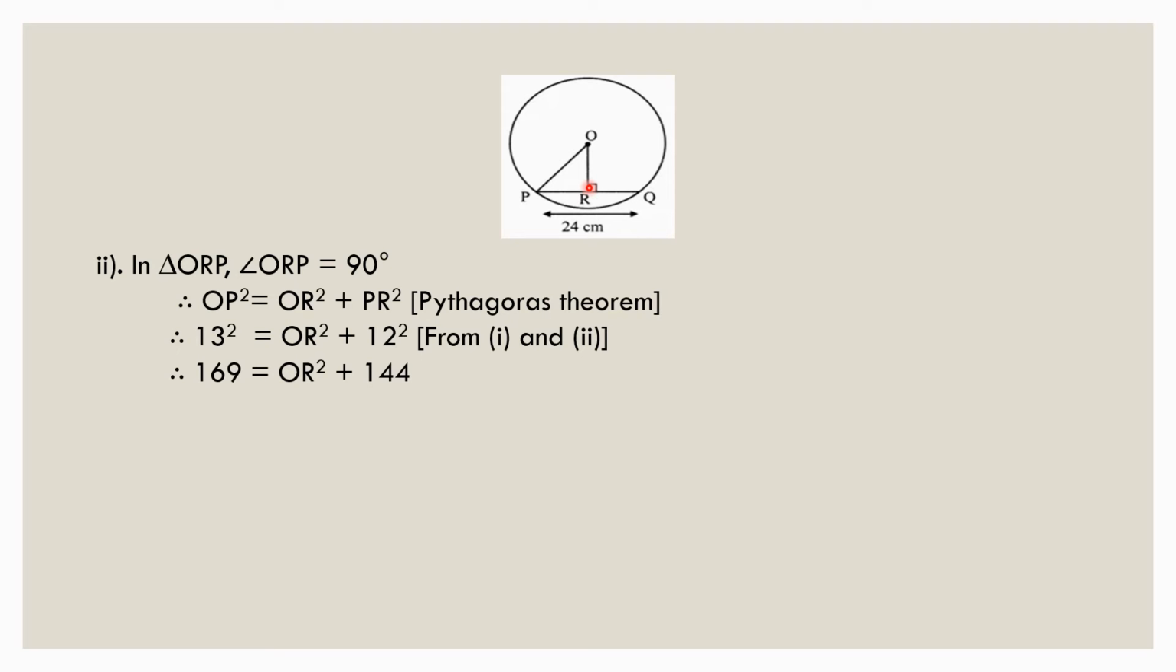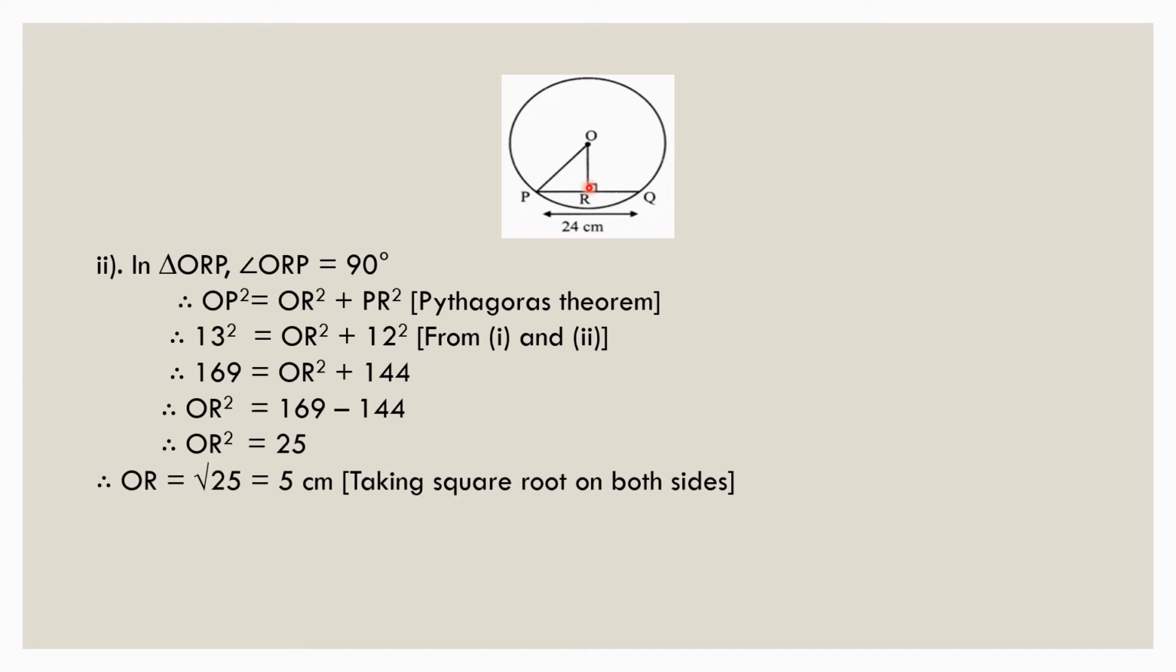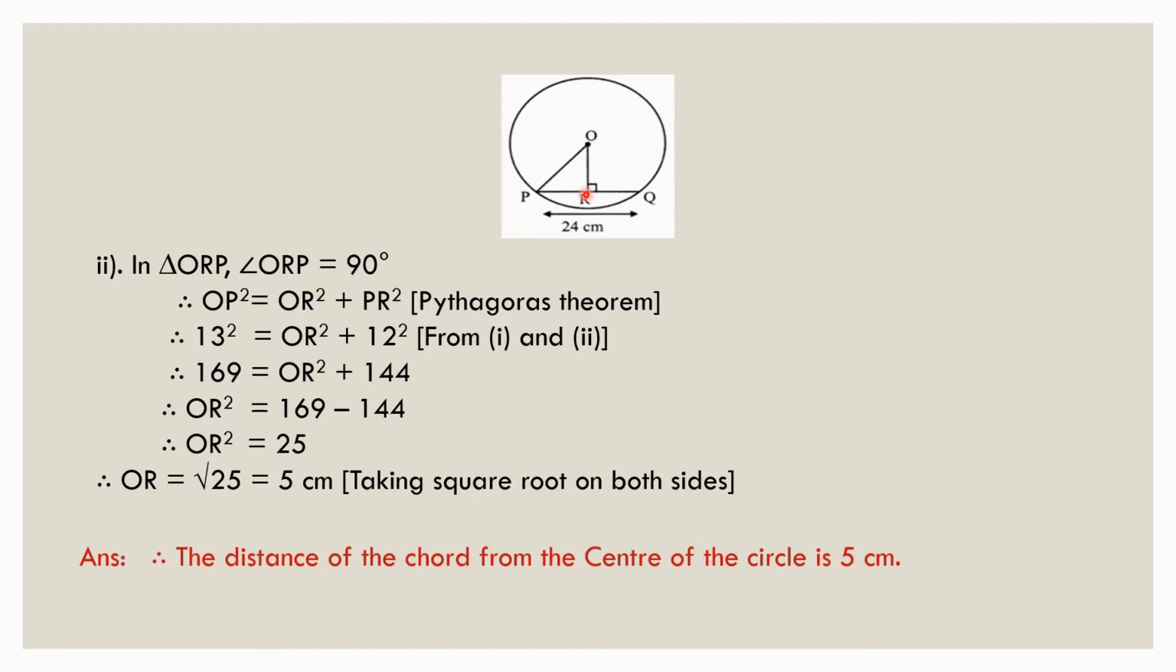Therefore, OR square is equal to 169 minus 144 is equal to 25. Therefore, OR is equal to square root of 25, which is 5 centimeter. In this figure, OR is equal to 5 centimeter. Therefore, final answer, the distance of the chord from the center of the circle is 5 centimeter.